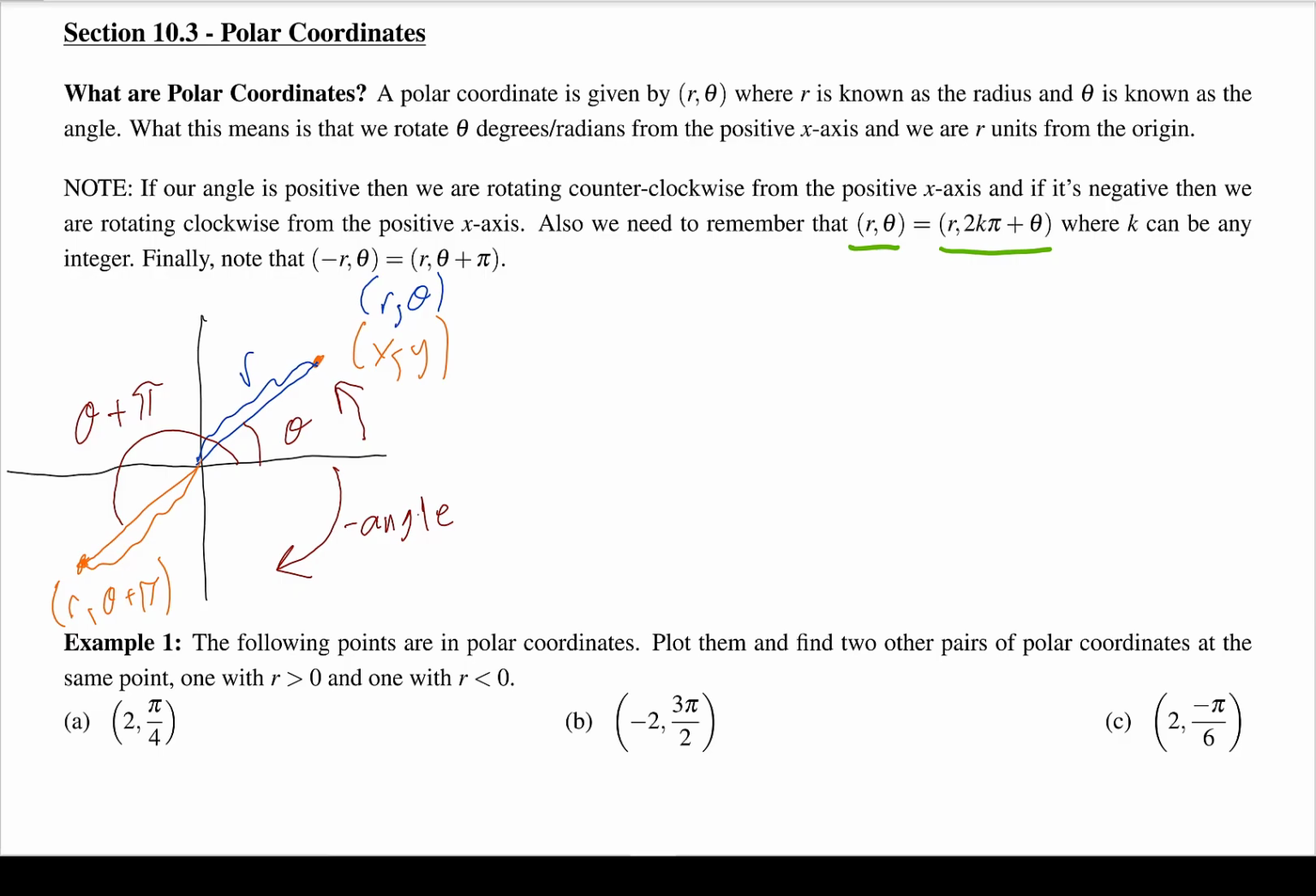Okay, now if I had a negative r, we would basically take this orange line right here and reflect across the origin. So we would end up right back over here. So it turns out that this is going to be equal to negative r, theta plus pi. So it basically just says if you have a negative radius, then just travel in the opposite direction of wherever your theta is.